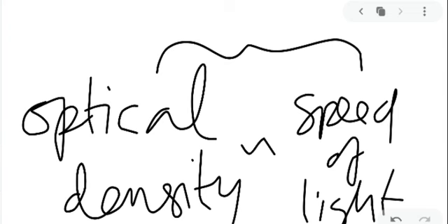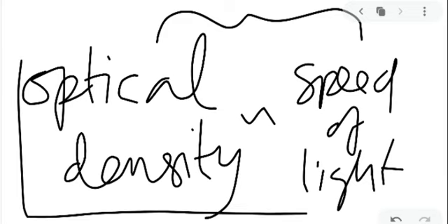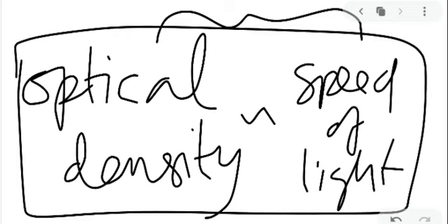I will be back again with the proper definition of refractive index in the next class. I wanted to say, just find the connection between these two, then we will continue the rest.